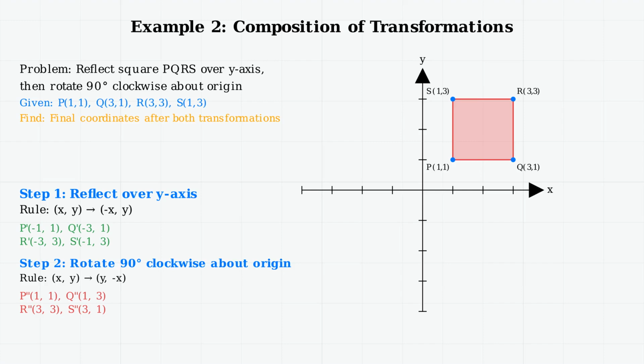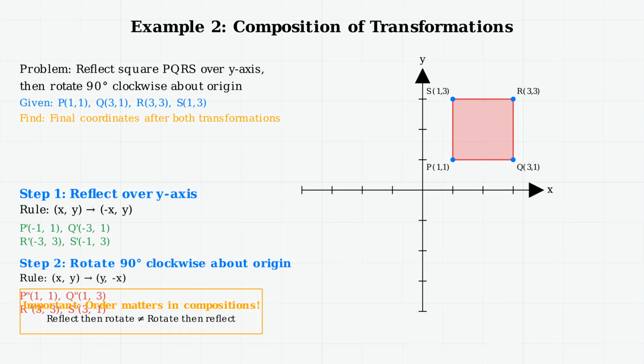Notice how the composition of these two transformations has moved our square to a completely different location and orientation. A crucial point about compositions: order matters. If we had rotated first and then reflected, we would get a different result. Always perform transformations in the exact order specified in the problem.